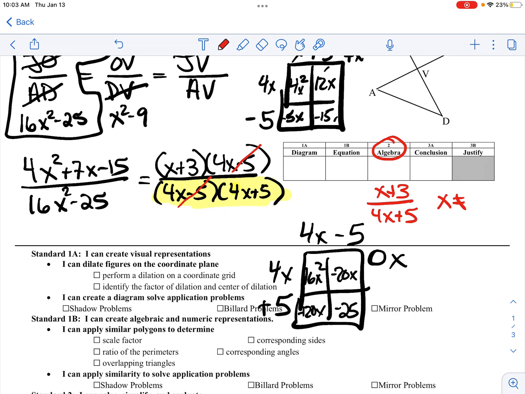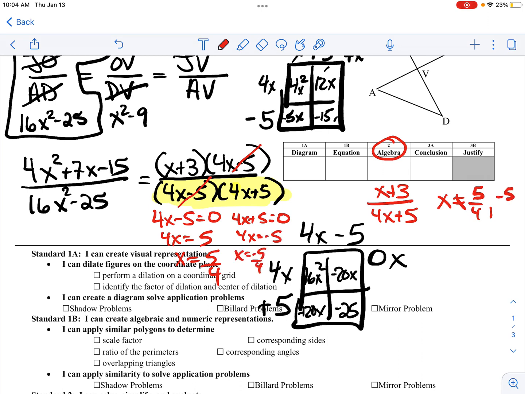All right, here we go. So all I do is I set those equal to 0. 4x minus 5 equals 0. 4x equals 5, x equals 5/4. So that is a bad x. That x would make my denominator 0. I do the same thing with the other one. Negative 5/4. So let's box the whole answer.